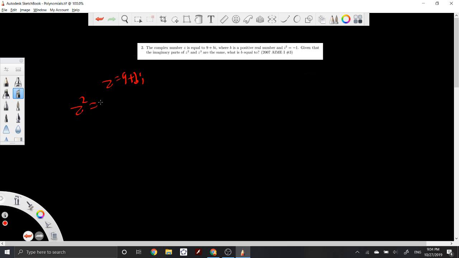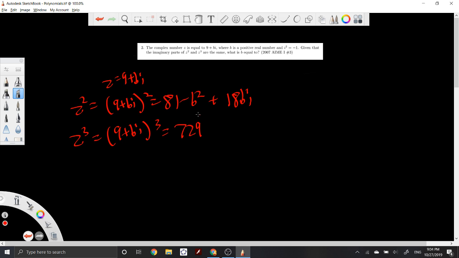So if we just expand out z squared, we get (9 + bi) squared, and we get 81 minus b squared as the real part, and then we get 18bi just by binomial expansion. z cubed is (9 + bi) cubed, and this equals 729 plus 3 times 81 times bi plus 3 times 9 times minus b squared, because i squared is -1, and we have plus minus b cubed i, because i cubed is -1 times i, which is -i.